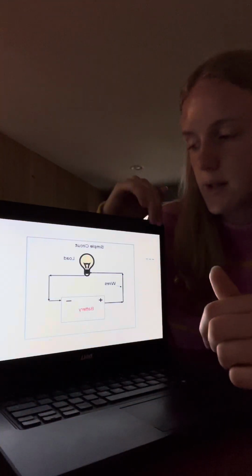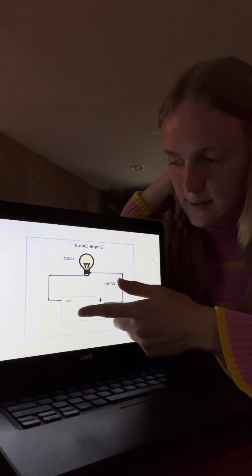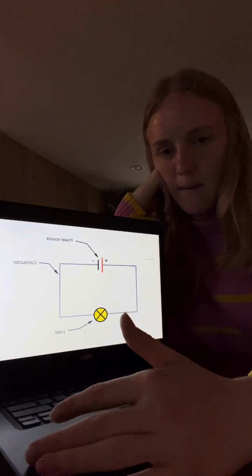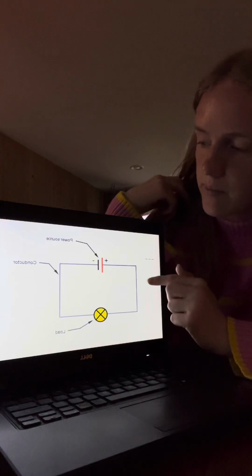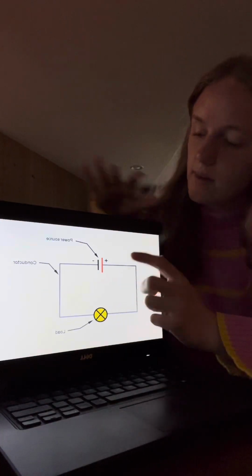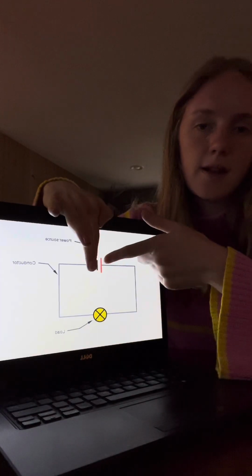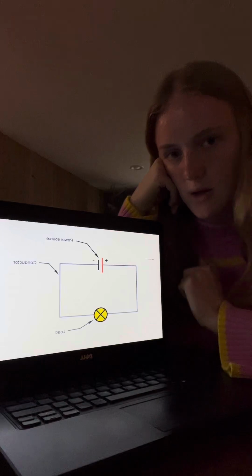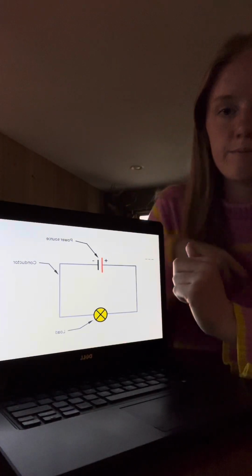Here's a picture of a simple circuit. It's just the battery, the positive side, the negative side, and the flow of electrons. And here is another simple circuit, but this time the battery isn't there. But if I were to cover the positive and the negative signs, you would still be able to know which side is positive, because in a simple circuit drawing, the long side is always the positive side.